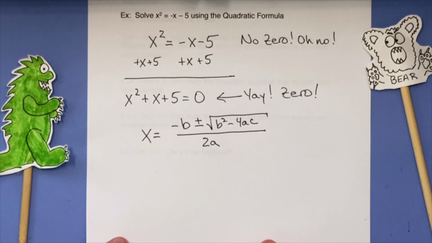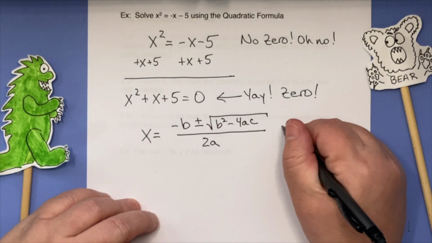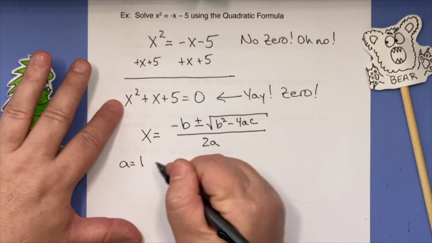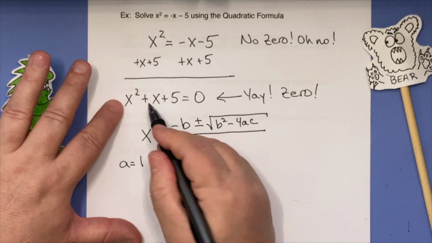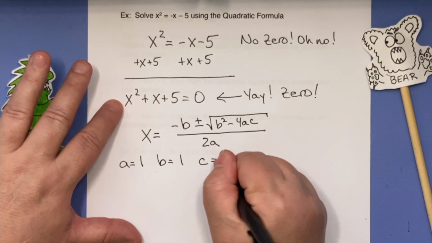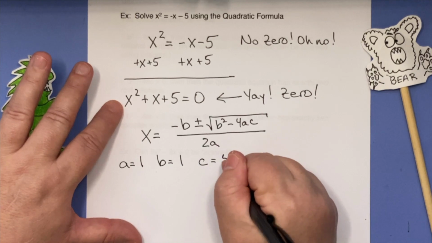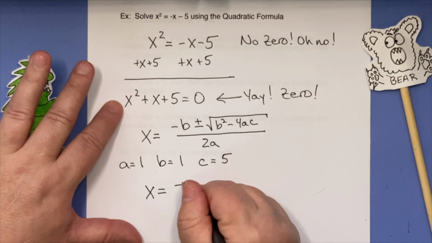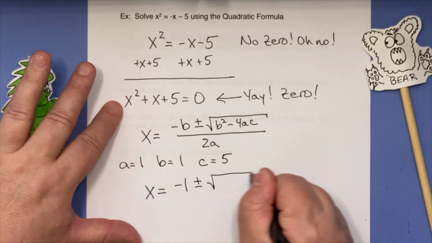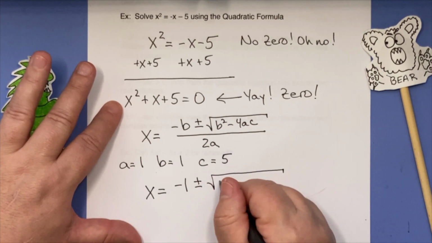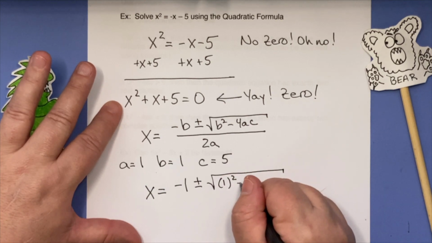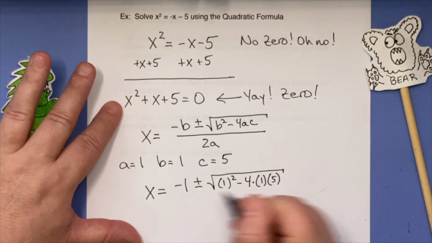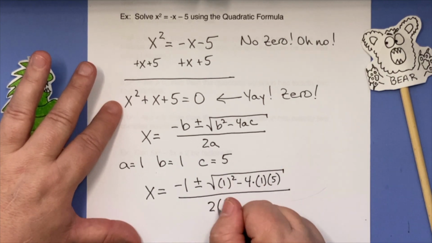So, in our case, what are a and b and c? So let me write it here. A is 1, b is 1, c is 5. Okay, so let's write this out. X equals the opposite of 1 plus or minus square root of b squared, so 1 squared minus 4 times 1 times 5 all over 2 times 1.